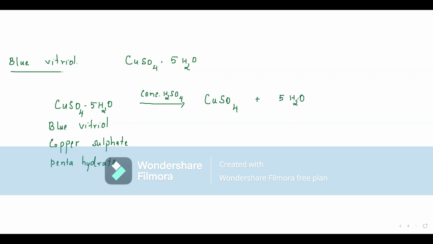You just need to separate them. Copper sulfate is written separately, and 5 molecules of water are written separately. Why is it so? Because concentrated sulfuric acid is a dehydrating agent and it removes those 5 molecules of water from blue vitriol and converts blue vitriol to anhydrous copper sulfate.